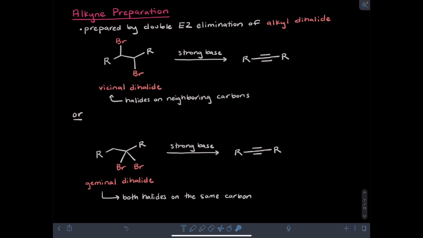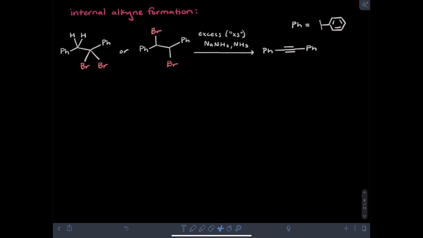Alternatively, you could start out with what's known as a geminal dihalide instead, in which case the two halogens are on the same carbon. Treatment of this geminal dihalide with strong base instead will also generate an alkyne product. First, I want to talk about forming internal alkynes. Here are two example reactions that I'll draw the mechanisms for, where you start out with a dihalide with the halogens on the same carbon or on neighboring carbons.